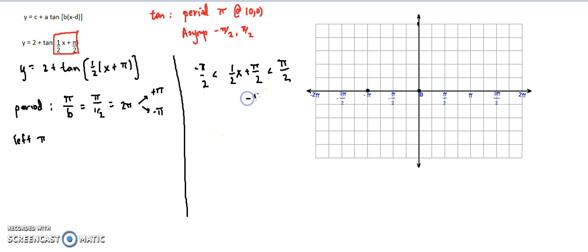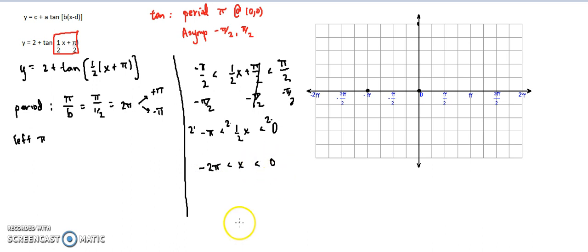So the first thing that we want to do is subtract pi over 2 from all of the pieces. Okay, we're trying to get x by itself. So this would give us negative pi over here, 1/2 x in the middle, and 0 on the right. And then we need to multiply all the pieces by 2. So multiply by 2, multiply by 2, and we get negative 2 pi less than x less than 0. Okay, so these are our new asymptotes. Here and here. So you say, okay, I've got an asymptote at negative 2 pi, and I've got an asymptote at 0.